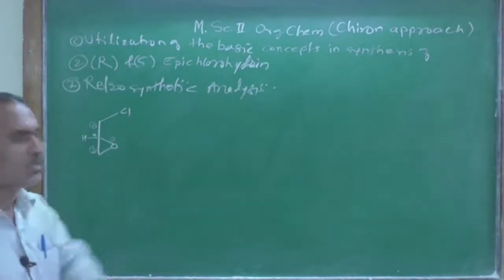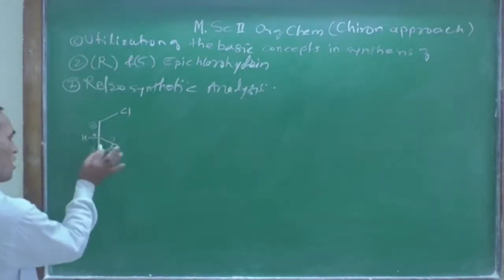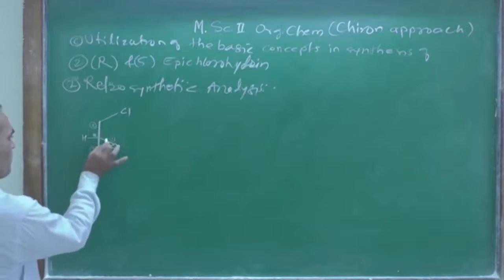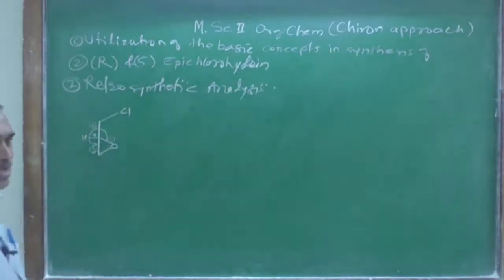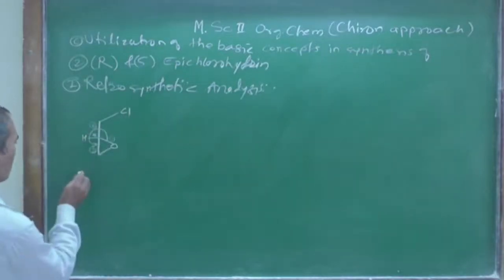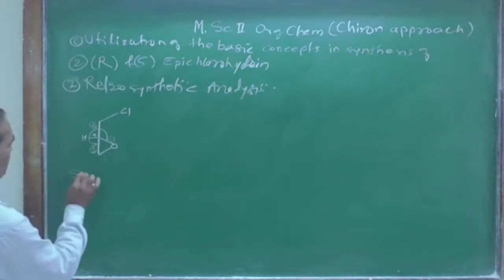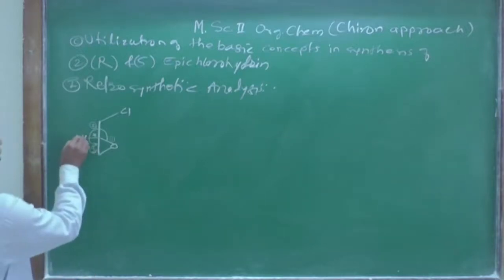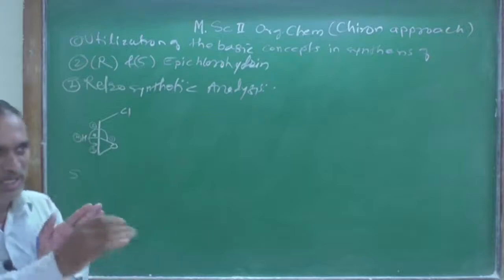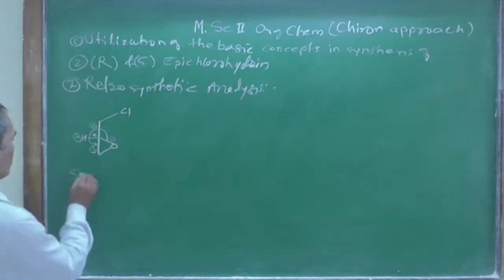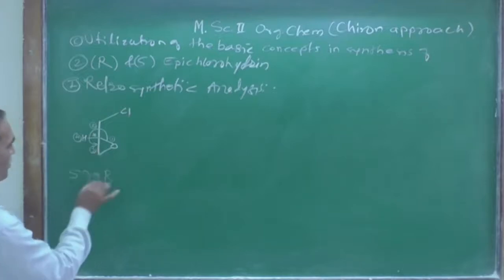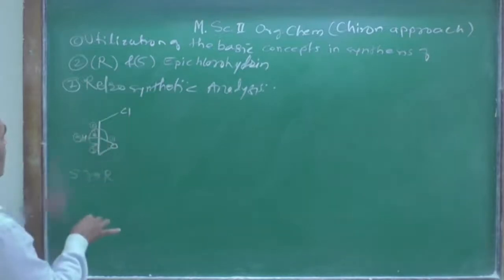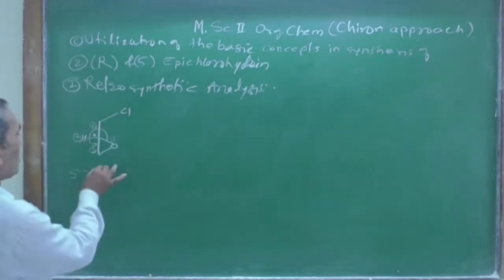For showing that rotation, start traveling from the first one: 1, 2, 3. What is it? It is counterclockwise. Counterclockwise means what? And since the hydrogen atom, the fourth priority group, is present vertically, it will invert the configuration, meaning this epichlorohydrin has an R configuration.